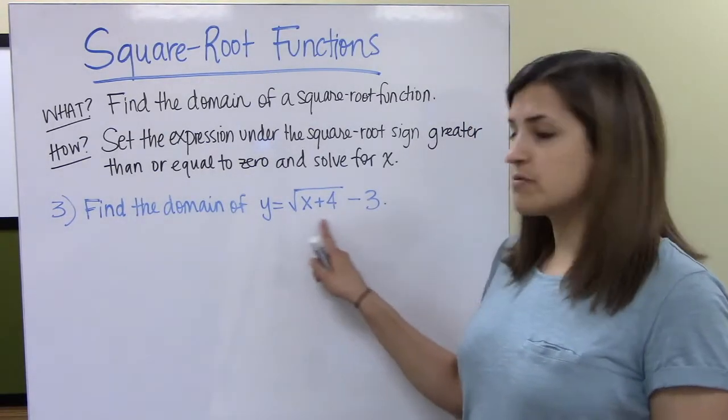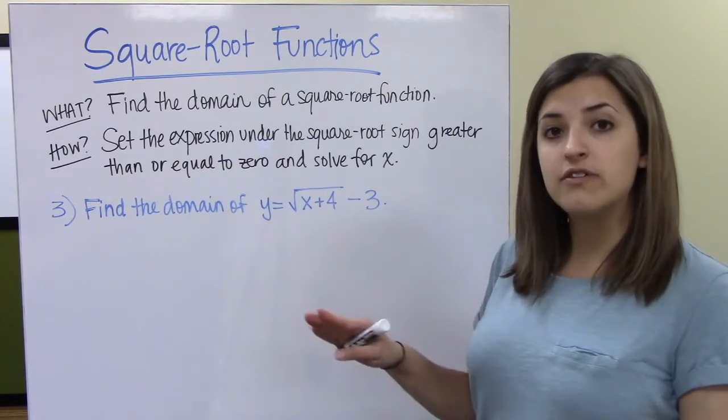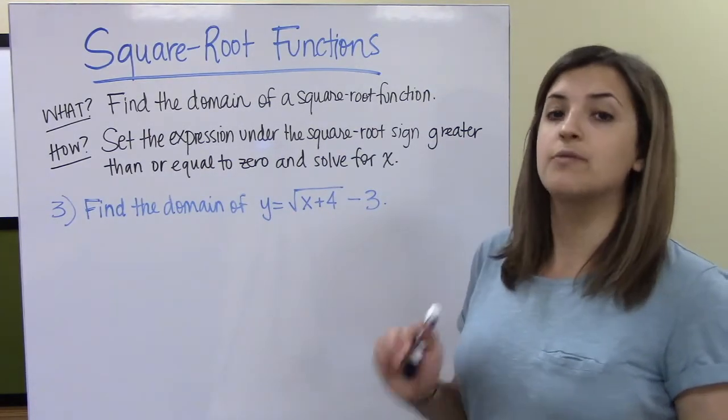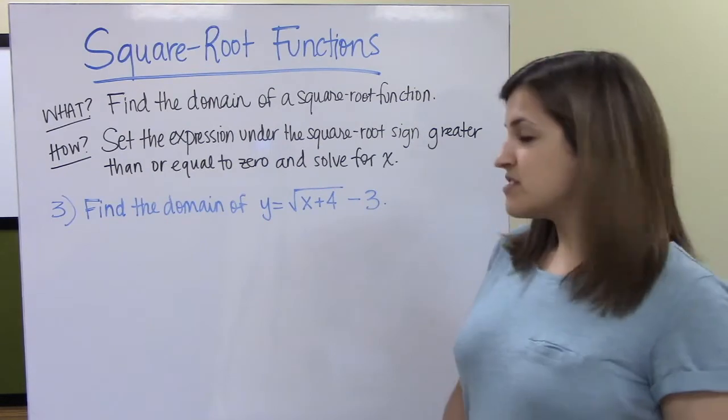So anything under the square root sign, we're going to set that to be greater than or equal to 0, and we're going to solve for x. So let's do an example.